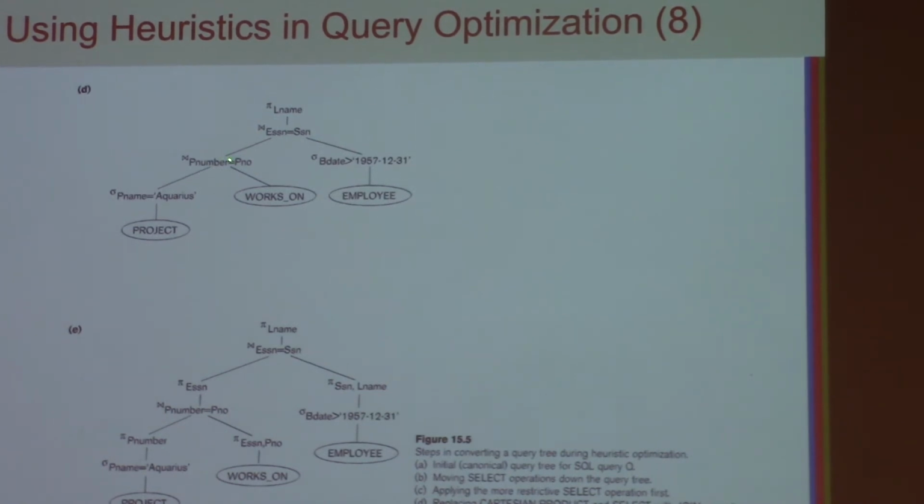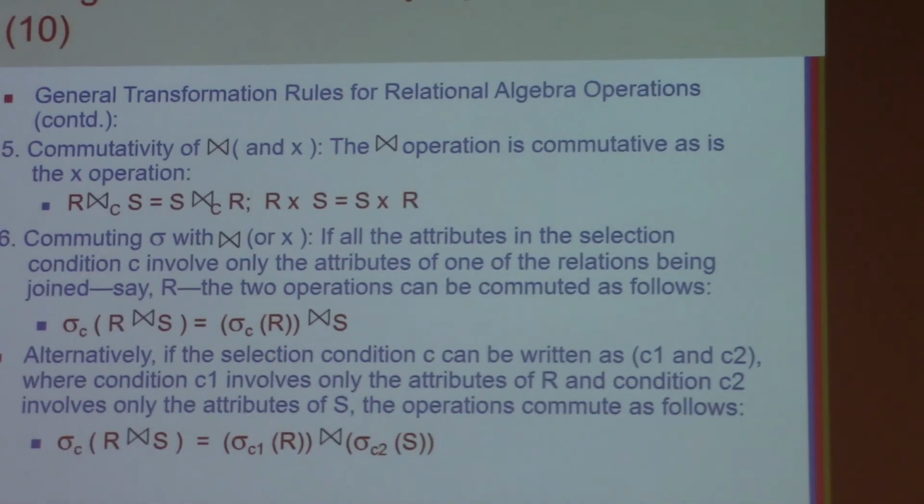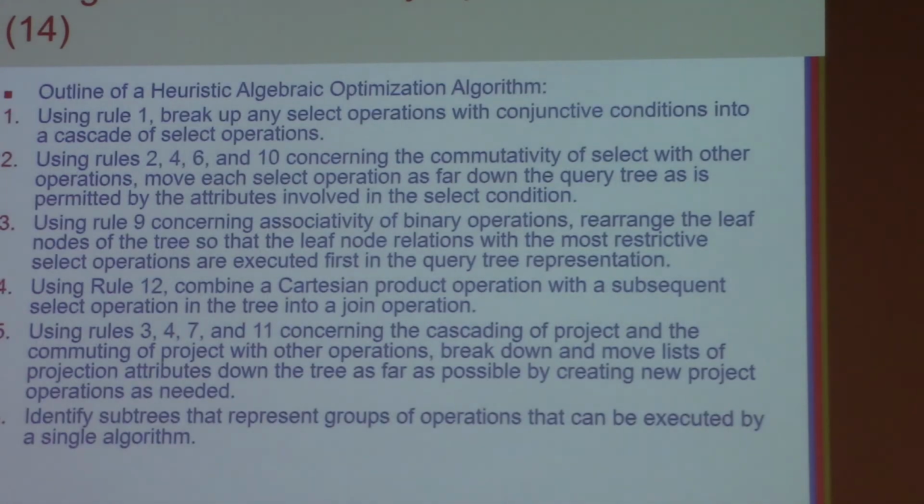So why don't we apply the join condition as early as possible? Then the employee, and also, for example, the project P number. We don't need all the information about the project, only P number is used. So apply the project relational algebra operation earlier, as early as possible. So this is called the heuristic approach. A heuristic rule is like this one.